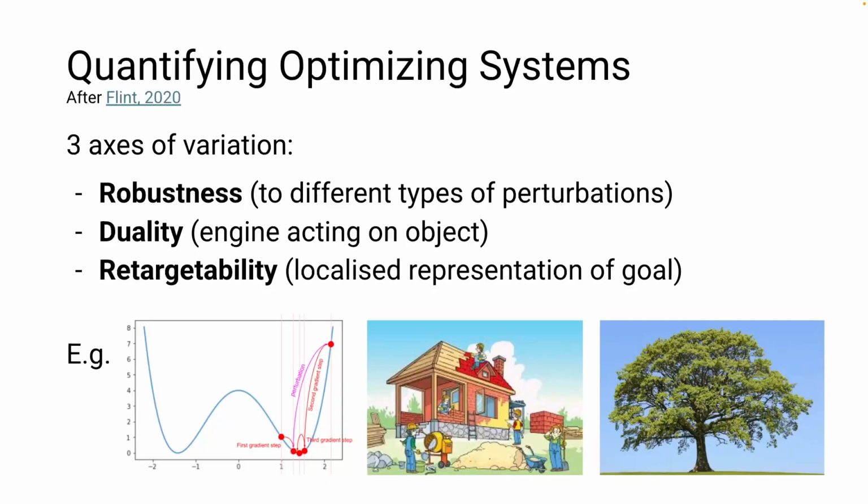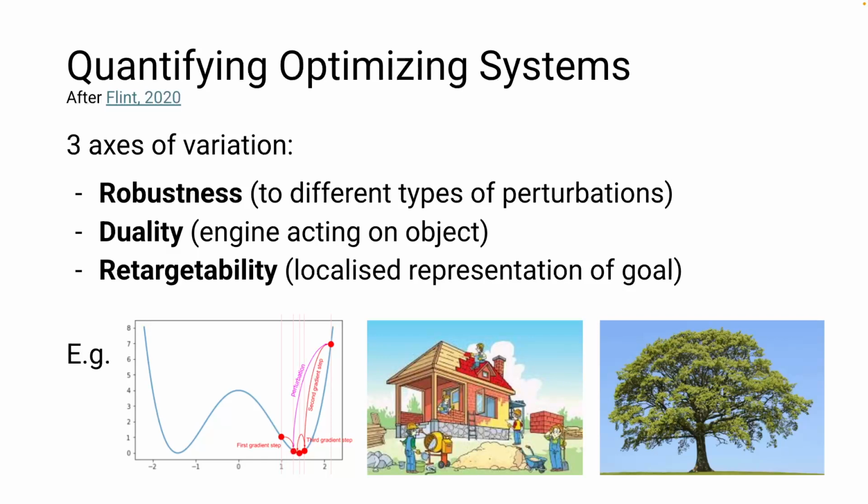And a final notion that lets us distinguish between different things that might fall under this definition of optimizing system is retargetability. This is close to having a local representation of a goal. How hard is it to make the system achieve something else? It's maybe hard to say much about the mathsy example, but in the case of the builders, it's quite easy to change the specifications of the house if the owner wants to instruct the builders to build something else.